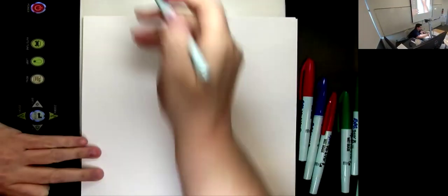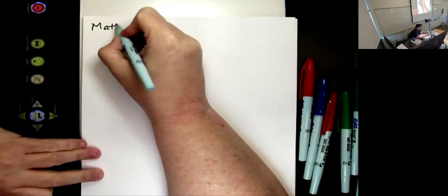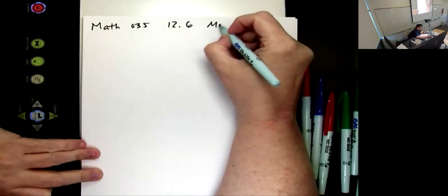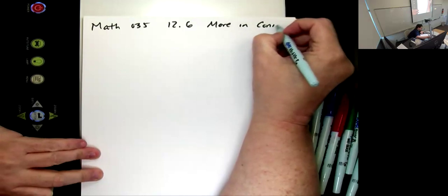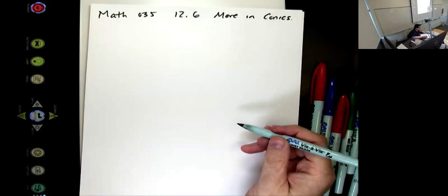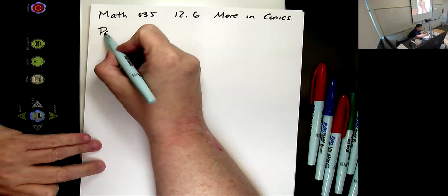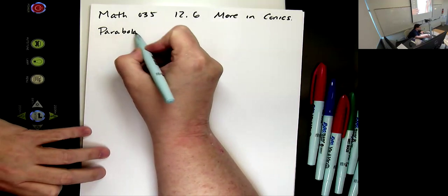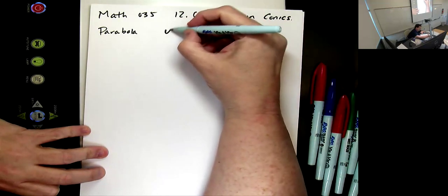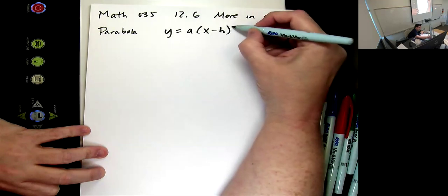All right. We are not done with the conic sections. 12.6 is more on conics. So our conics that we had, the parabola. One of our default forms of that is y equals a times x minus h squared plus k.